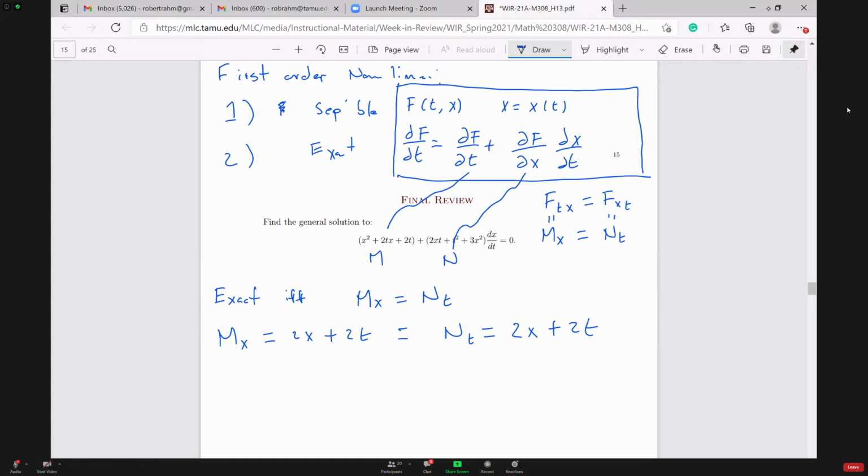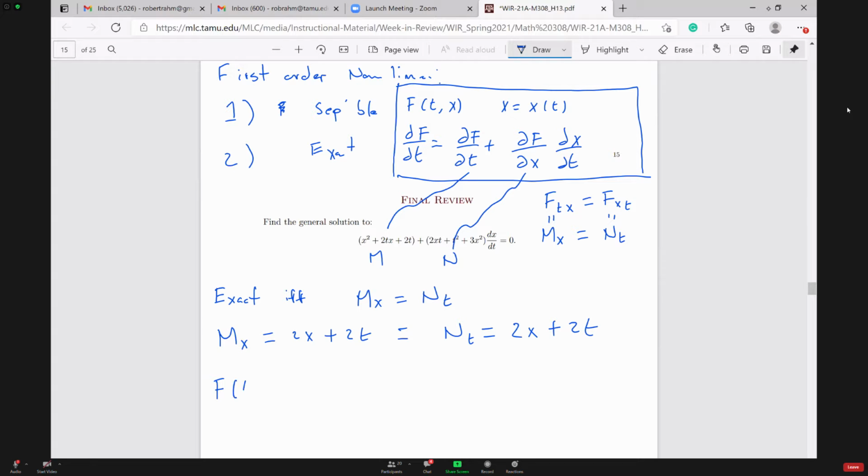What are the next steps that I take? So I know it's exact because m_x is equal to n_t. What is the next thing that I do to try to figure out what f is? We can take the integral of either m or n with regards to the other variable. Yeah, exactly. So I know that m is the partial derivative of f with respect to t, for example.